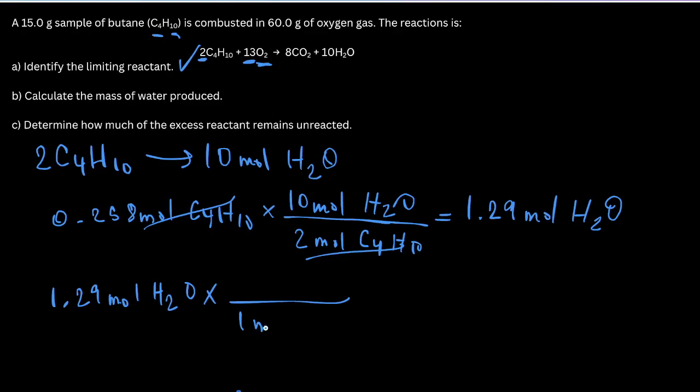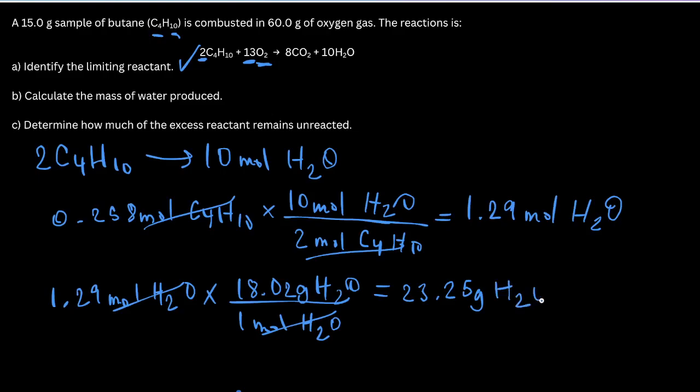So for every 1 mole of water that we have, 18.02 grams of water per mole, right? Again, this is very simply calculated like we did previously. You just add up the individual molar masses of the elements that make up the compound. But doing so gives us an answer of 23.25 grams of H2O. This here is our answer to part B.